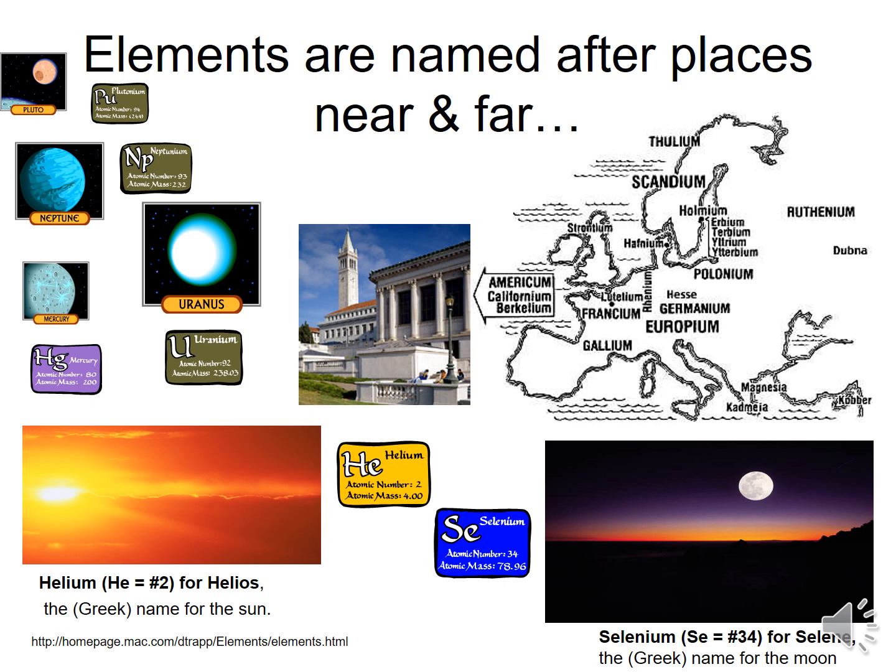Polonium, named after Madame Curie's home country. She was not always Marie Curie. Marie Skłodowska was her maiden name. Germanium, europium, gallium, francium. Magnesia was a place sort of in Greece. Magnesium.